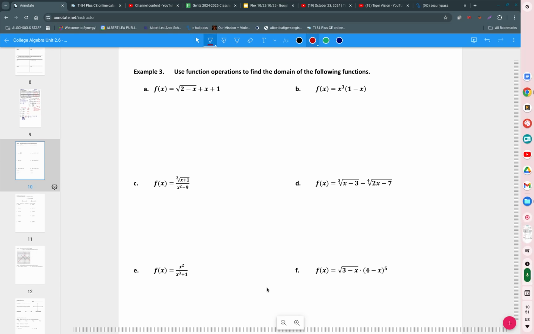Notice that we have this function right here, the square root of 2 minus x plus 1. And the directions say use function operations to find the domain. So domain on your last test, for some of you went okay, for some of you went well, and for some of you it did not go well. This is your time to lean in and to focus and to see how do we now determine domain again.